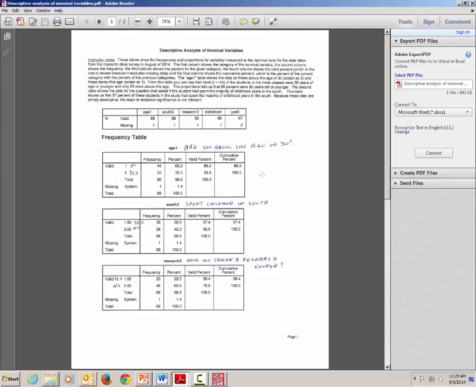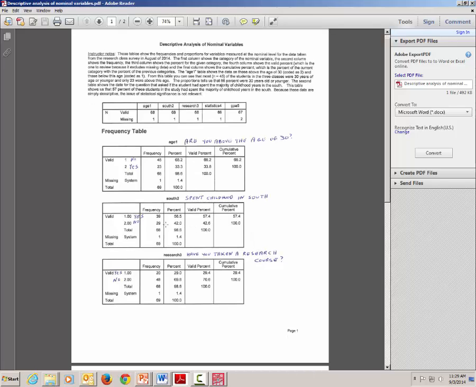It just occurred to me that in my illustration a moment ago I said the numbers were 0 and 1. I was incorrect. It's 1 and 2. So we can see that 23 people were above 30, and 45 were not. So the proportion or percentage of those above was 33%. Those below was 65%. So roughly 1/3 of the persons were above 30. The others were not.